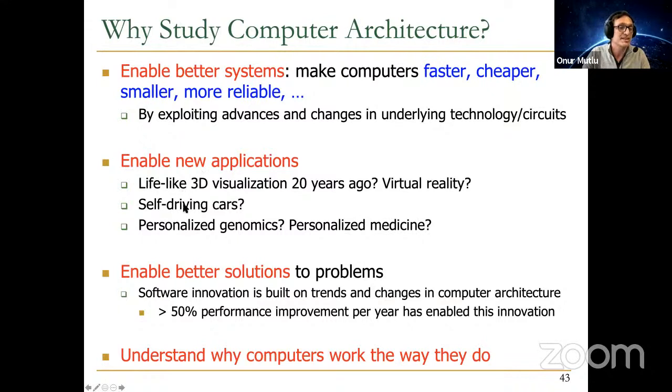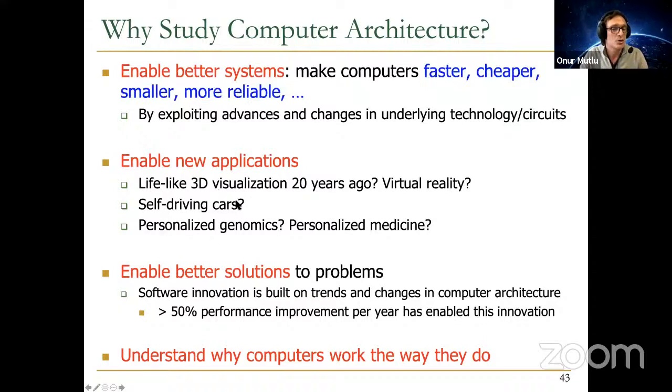There are other examples of this, like self-driving cars, which clearly rely on vision, machine learning, et cetera. But it came about because of, again, the processing power provided by computer architecture. And lifelike 3D visualization, virtual reality, those are interesting things that require very intense computations that are extremely energy efficient, potentially, depending on what you do with the virtual reality, right? If I have a virtual reality headset, I don't want my head to burn while this headset is doing accurate computations, right? And then personalized genomics and personalized medicine, which we are hopefully going to talk about toward the end of this lecture, is another new application that I believe is extremely promising and extremely data intensive.